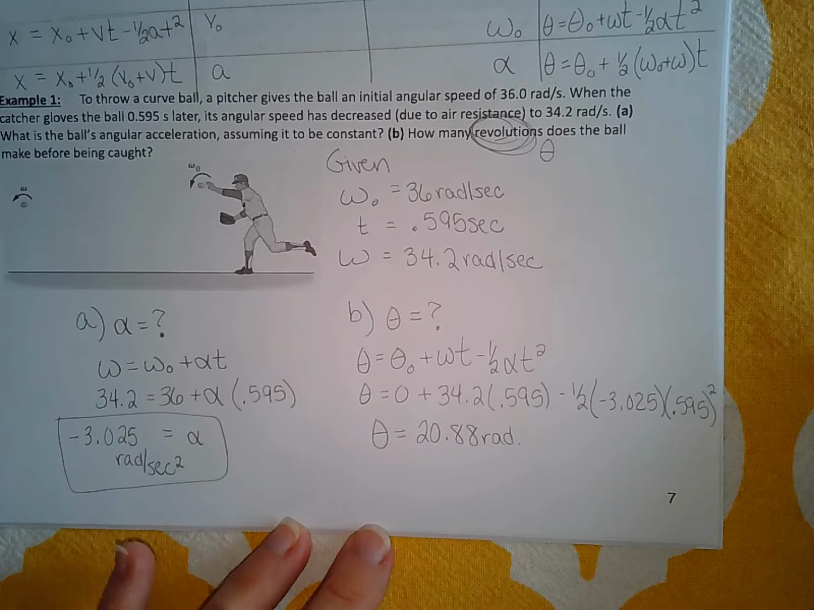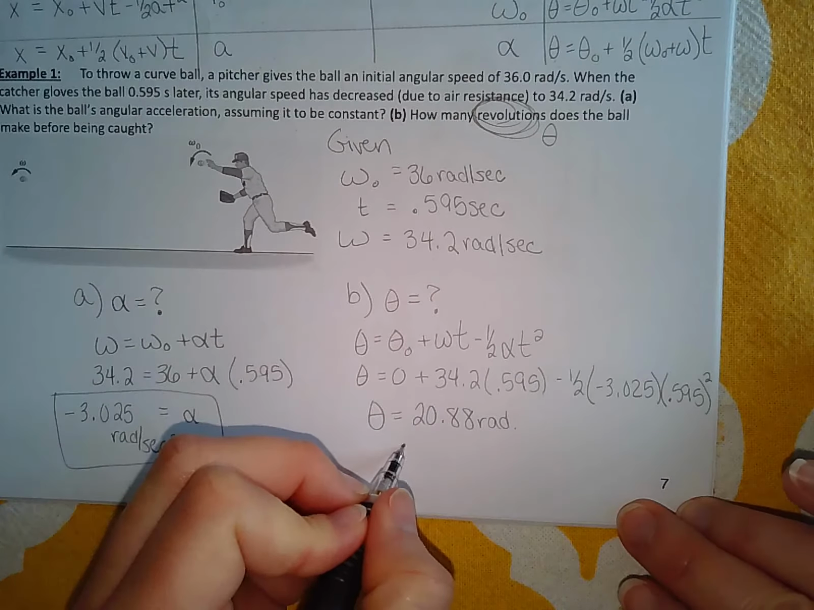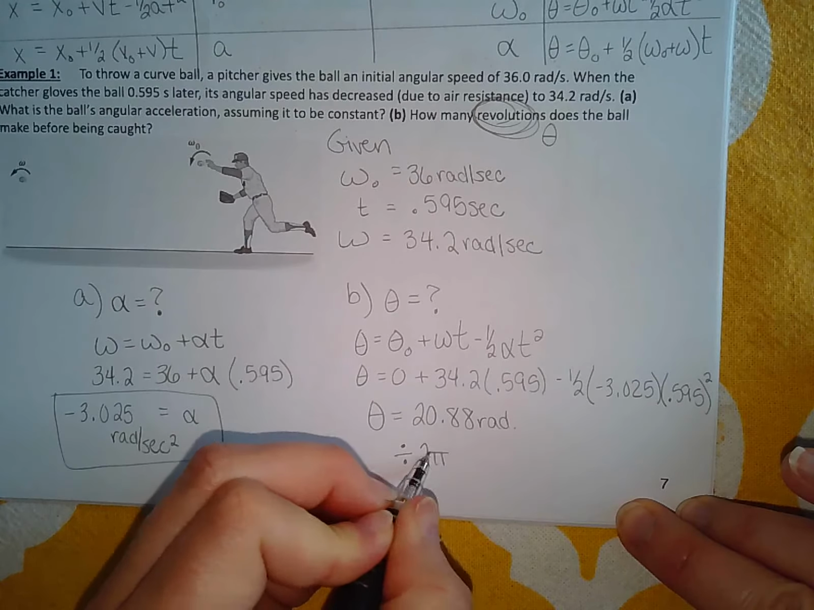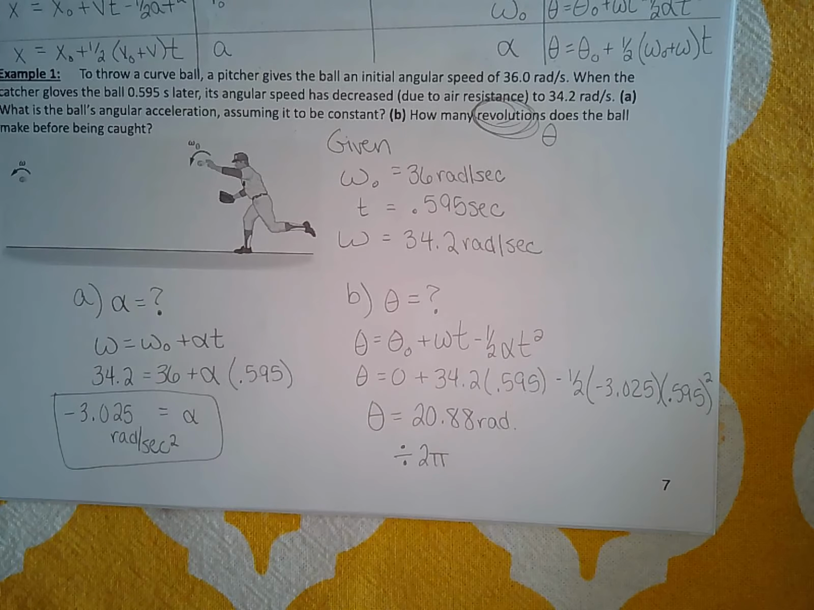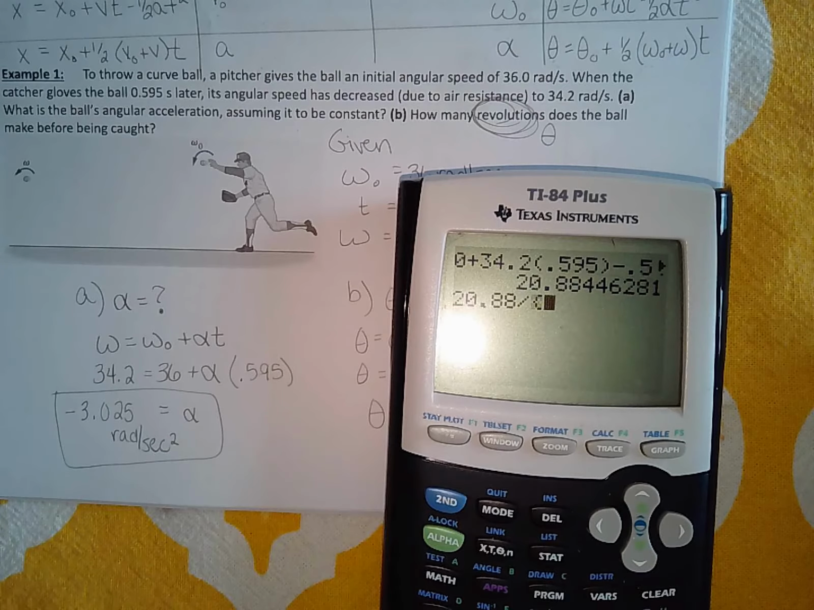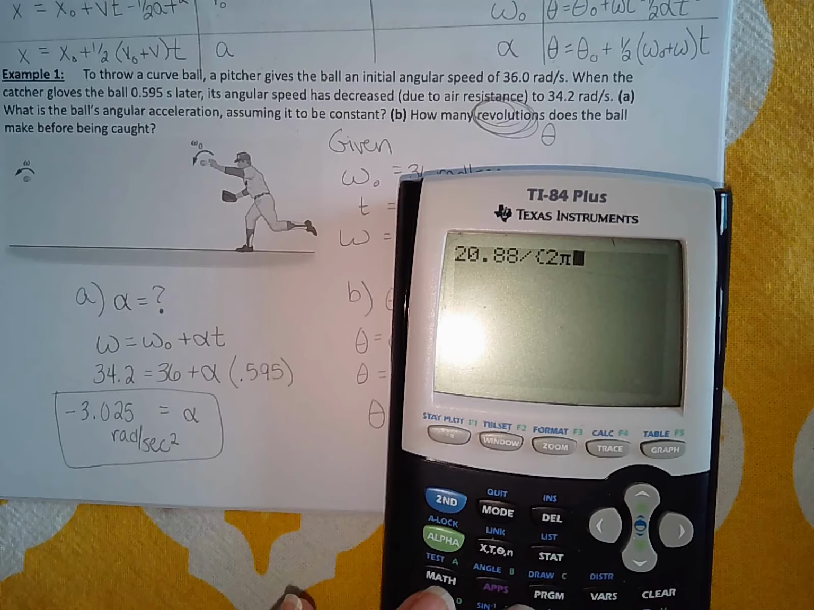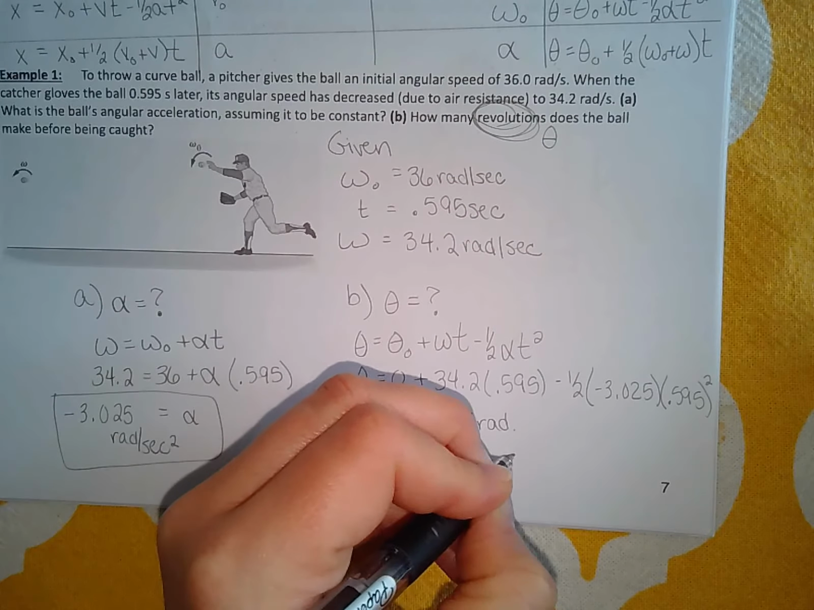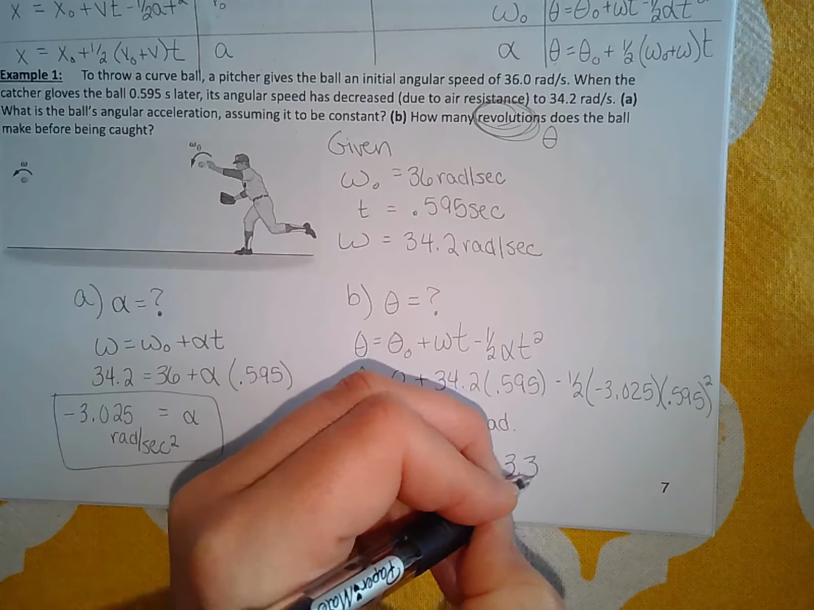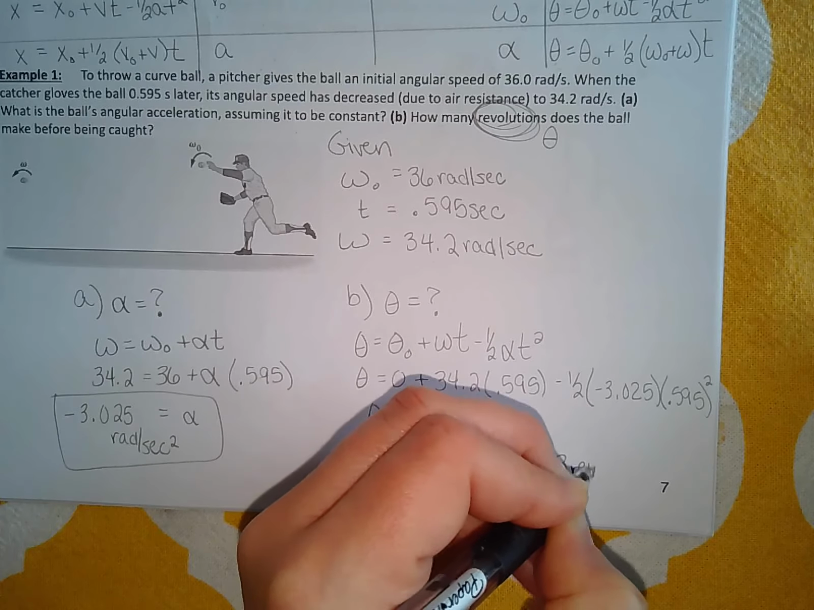You can make a proportion and solve if you want, but if you divide this by 2 pi, which is 1 full circle, because 2 pi is 360 degrees. So 20.88 divided by 2 pi. Look how you have to put the 2 pi in parentheses. Oops, I put parentheses there. 3.323, and that's how many revolutions.